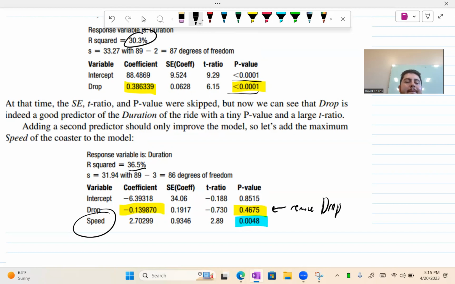How they're collinear has to do with physics. But look at the change in the p-values. Drop goes from significant in the first model to statistically insignificant in the second model, and speed, the new variable, is significant. So we found that, logically, drop and speed are related.